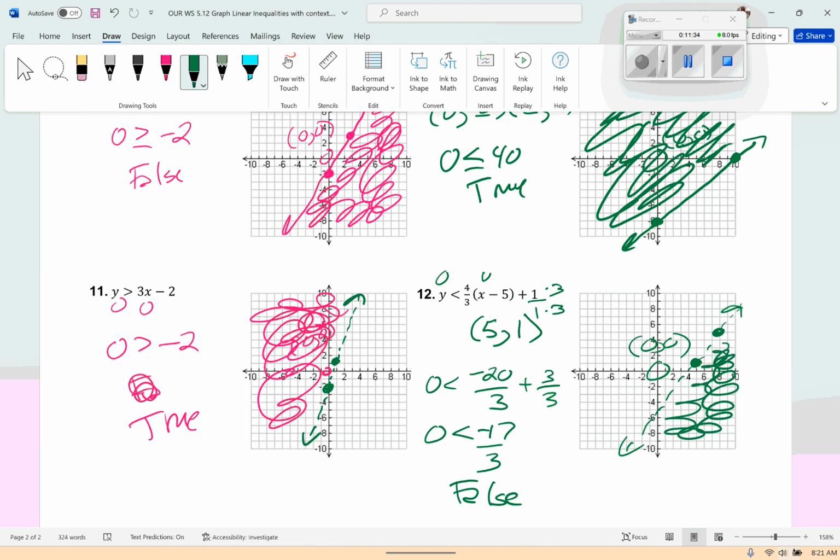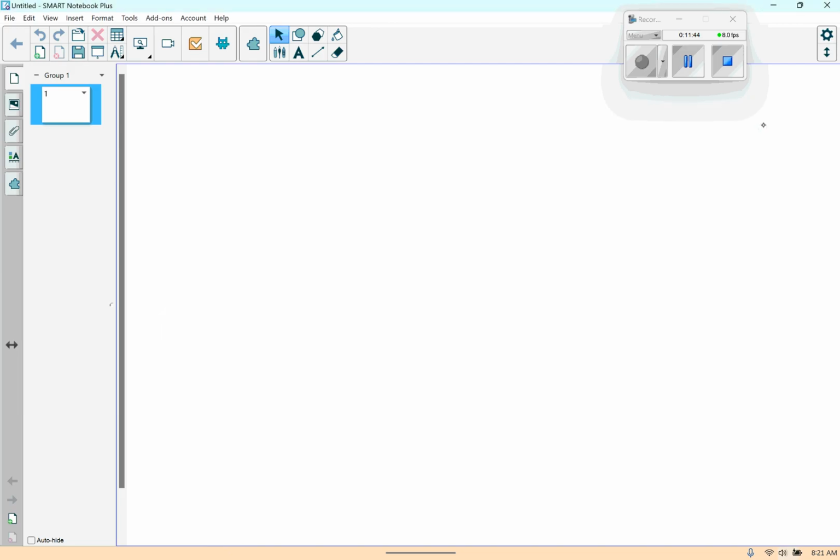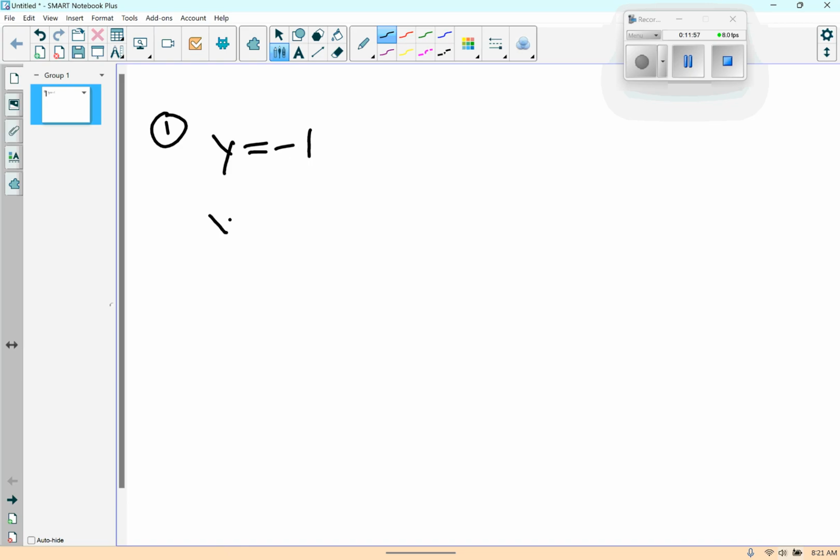We now have a worksheet that the sub should give you for the Unit 5 mixed review. What I'd like to do is go ahead and do problem 1 and number 3 because we haven't done a system in about a week. So let's take a look there. I'm just going to write the problems here. So I have y equals -1, and I have y equals -x plus 1.